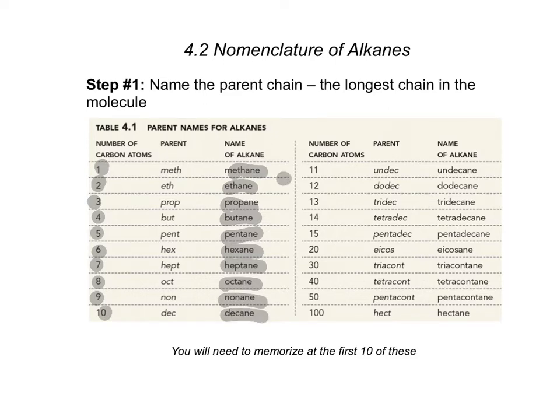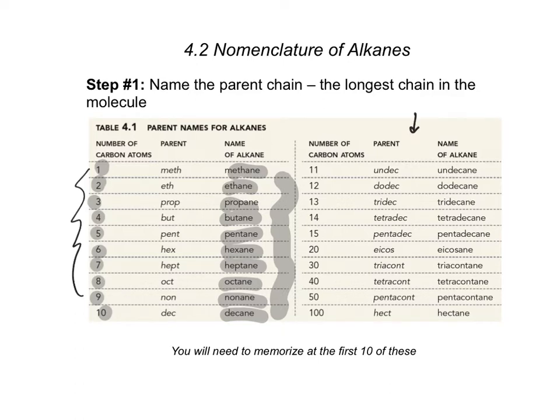It is important to note at this point that you memorize these first 10 prefixes, these first 10 names of these parent chains, right? Everything past 10, there is a name for them, right? But we tend not to deal with anything greater than 10 carbon atoms at a time. So for the quiz, for exams, for homeworks, you need to probably memorize the first 10 of these. Past that, I wouldn't worry about any of these guys over here.